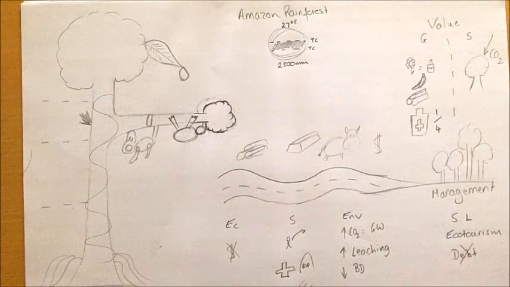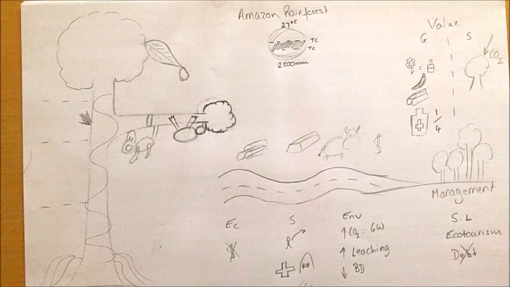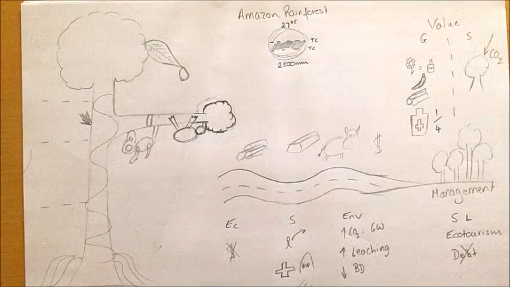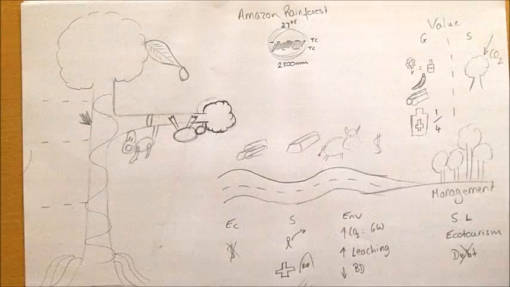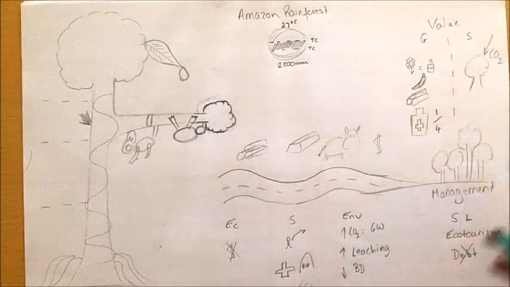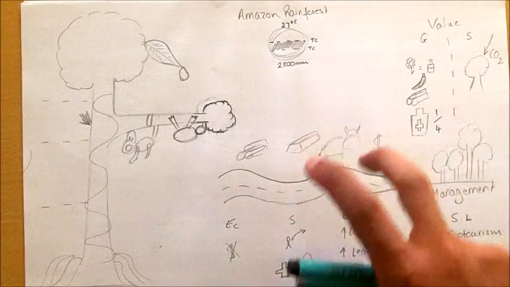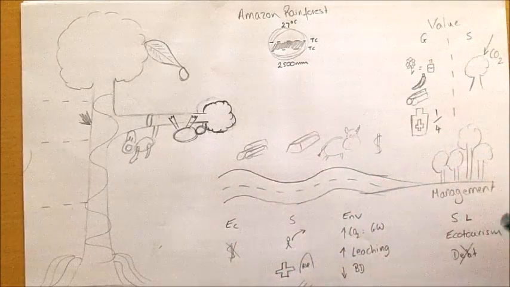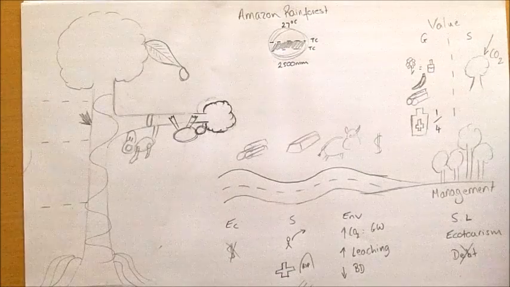Okay, so the first case study we're going to be looking at in the ecosystems of the living world section is the Amazon rainforest. You'll end up with quite a large diagram covering a variety of points, and it will look something like this. What we're going to do now is break it down, looking at the individual sections and adding a bit more detail when we talk about those.